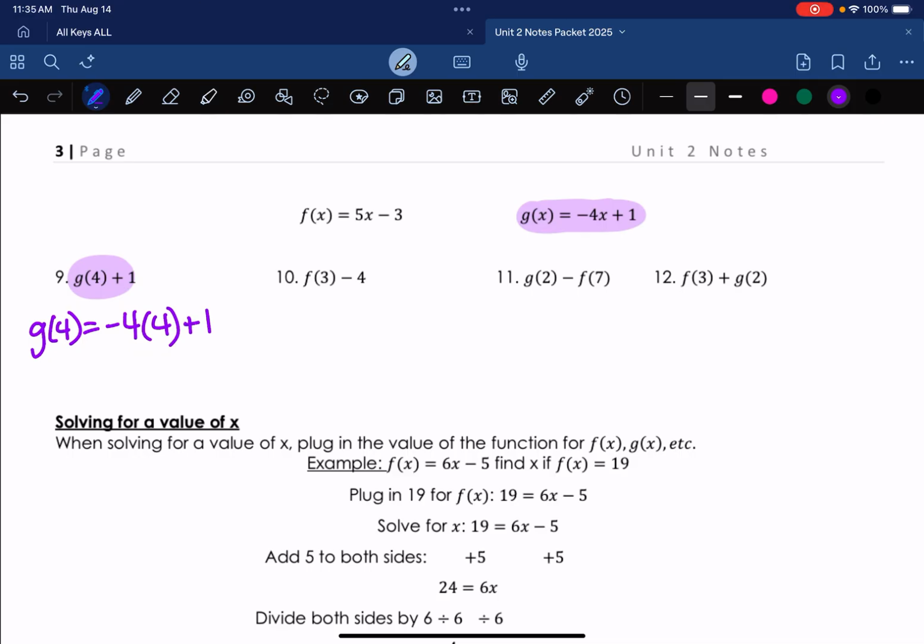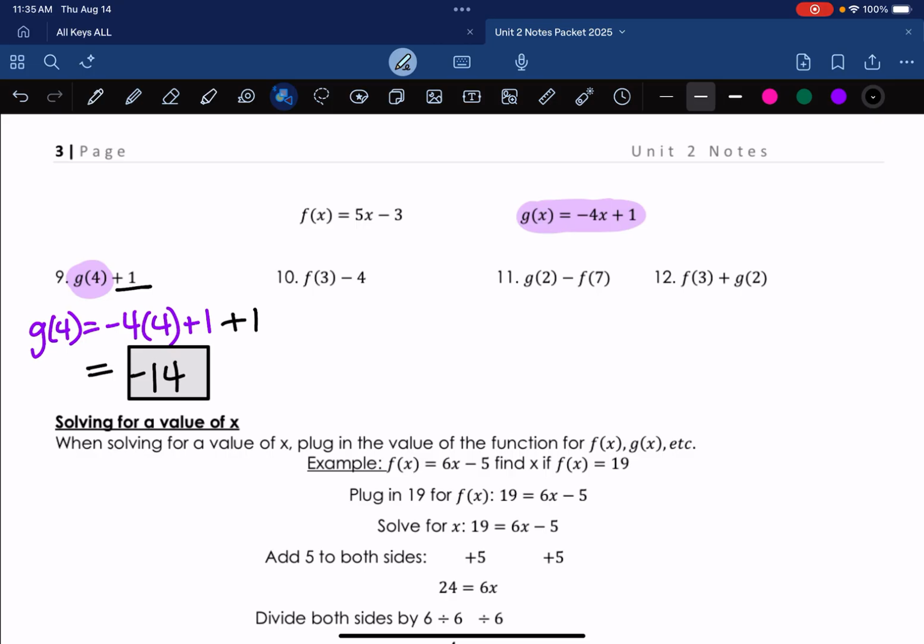So that's the g. I highlighted too much. That's the g of 4 part, okay? And now we're taking this whole part and adding 1. So we have an extra 1 that we have to add at the end. And our final answer would get us out -4 times 4 is -16 plus 2. -16 plus 2 would give you out -14.